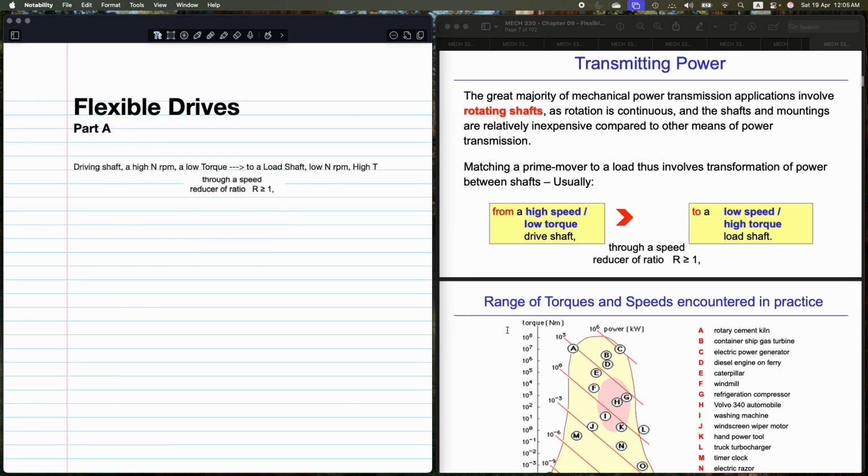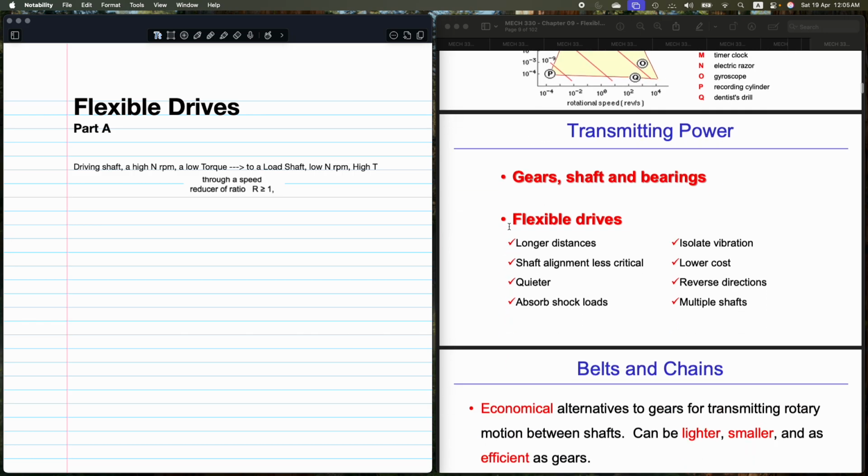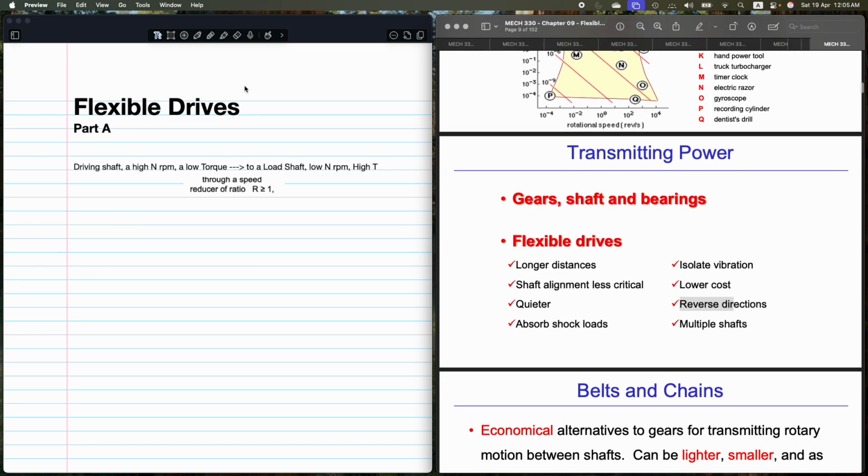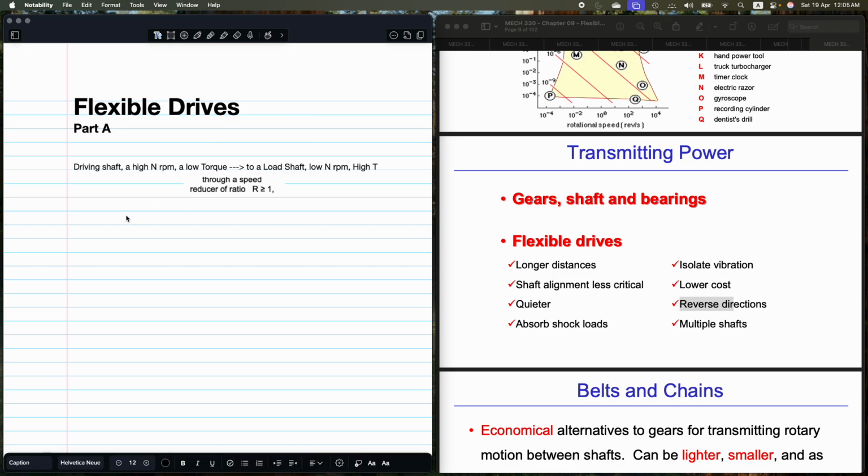Next, let's look at what we have over here. We have transmitting power, gears, shafts, and bearings. Right now we're looking at flexible drives. Why are they so important? Why do we use them? We use them because they're good over long distances. Shaft alignment is less critical, they're quieter, absorb shock loads and also vibration. So this and this are going to stay together. Lower cost, economical, reverse directions, they haven't shown us the figure yet, and multiple shafts.